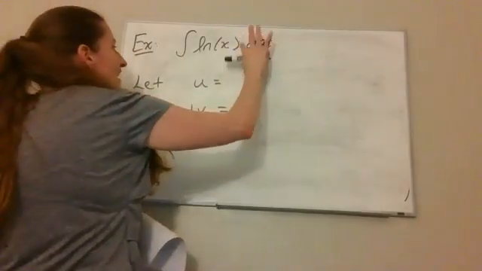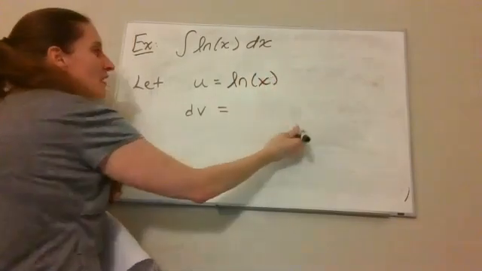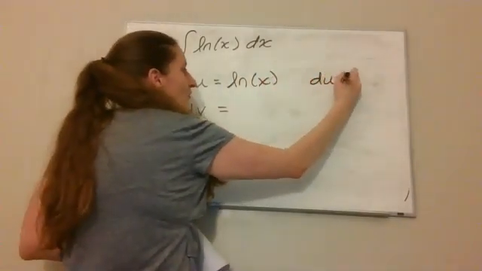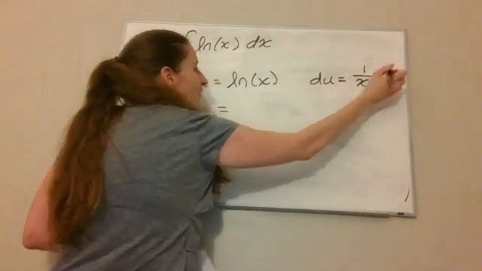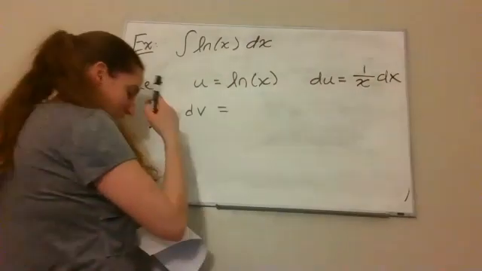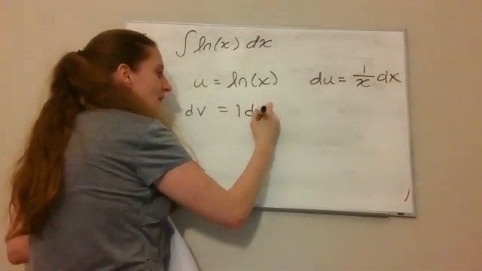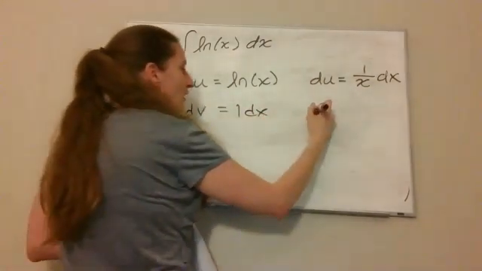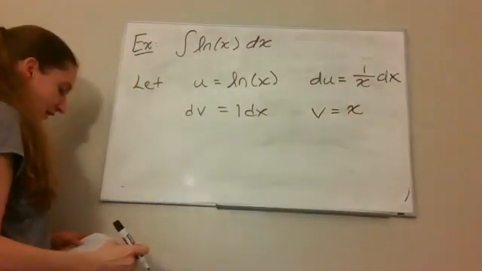So that means I need this natural log of x to be my u, and I know the derivative of natural log of x, it's 1 over x. So I get du is 1 over x dx. Now dv is just going to be my 1 times a dx. Antiderivative of 1 dx is just an x.